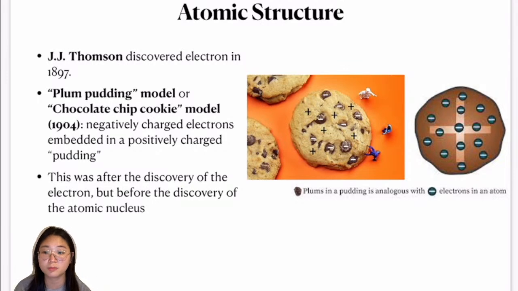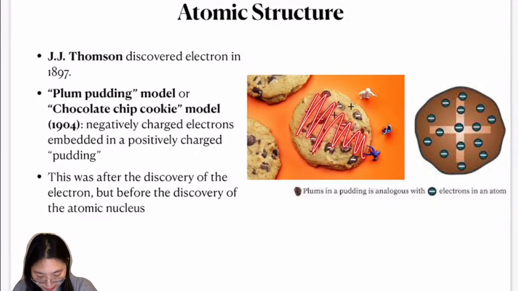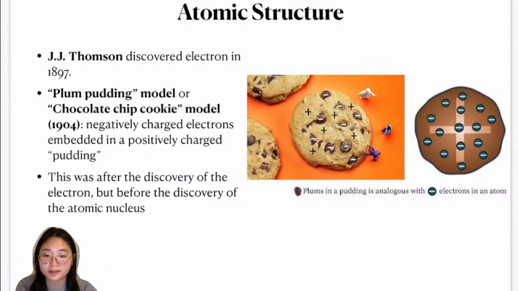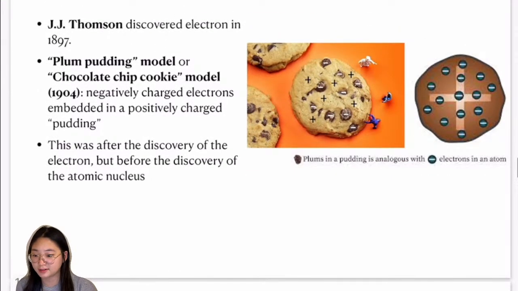He proposed a new model called the plum pudding model, or we also call it the chocolate chip cookie model, because he believed that the atom is just like a chocolate chip cookie. The whole thing, the dough, carries a positive charge, and then the chocolate chips, which are embedded randomly in it, these tiny electrons, carry a negative charge. That's what he believed. These days we know that this is incorrect. Okay, so who's the scientist who opposed this plum pudding model?